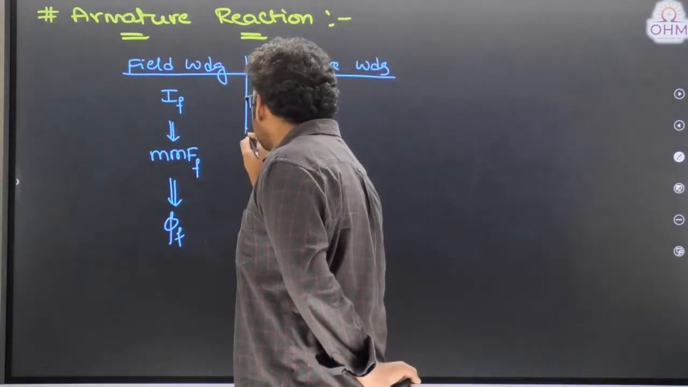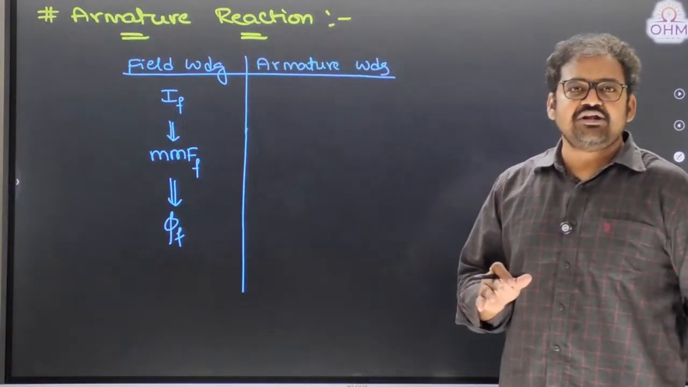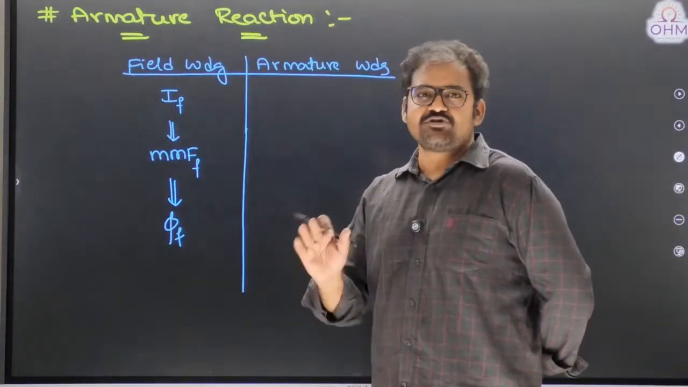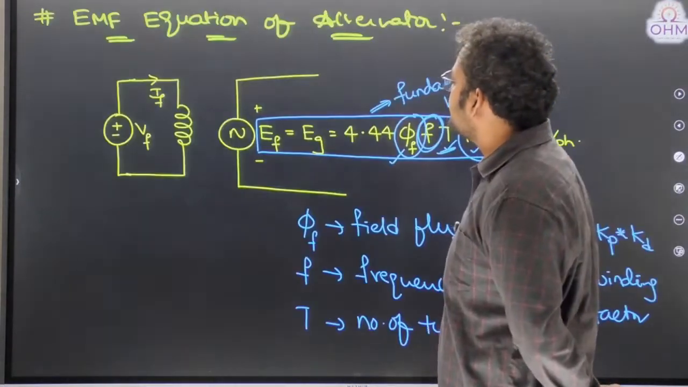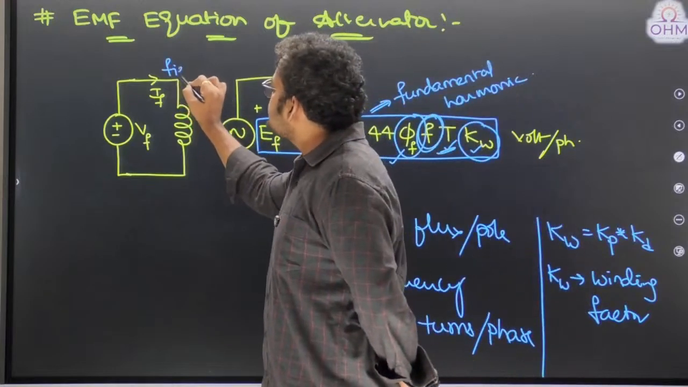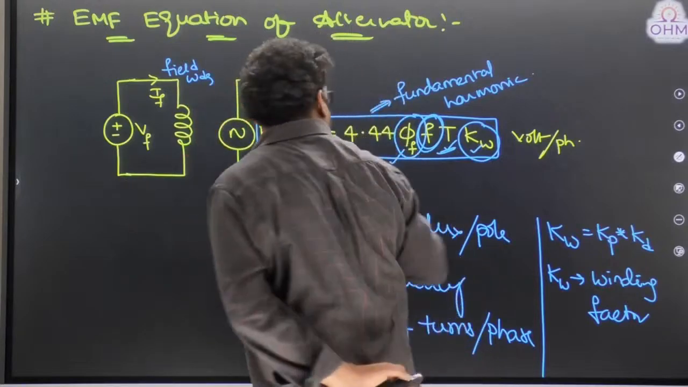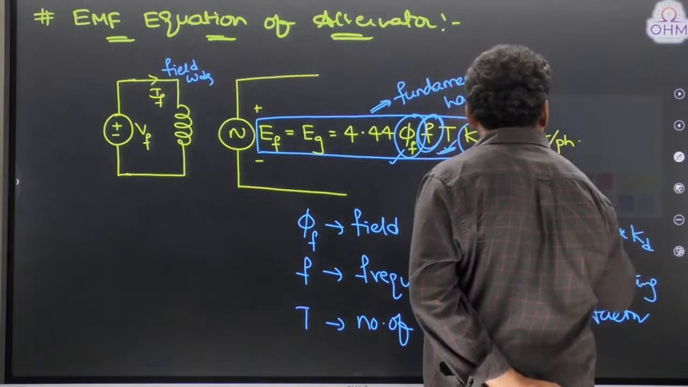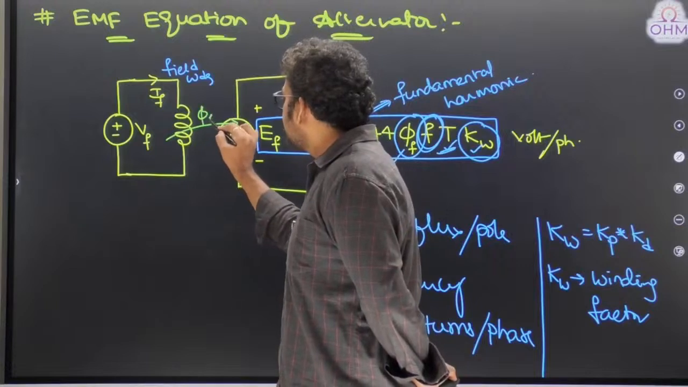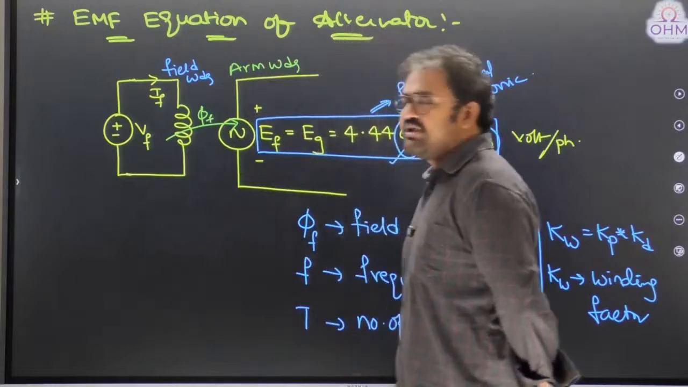Similarly, there is one more winding in the machine known as the armature winding. Suppose the machine is a generator, come back to this circuit diagram. This is a generator, guys. The field winding we are exciting with DC supply. Therefore, it will create a flux known as the field flux. That field flux will cross the air gap and link the armature winding. This is the armature winding, so an EMF will be induced in the armature winding.